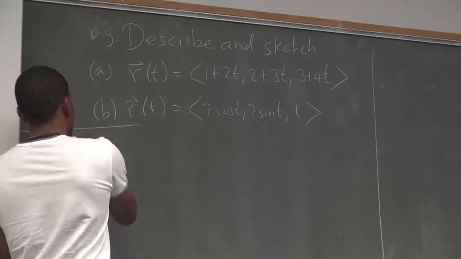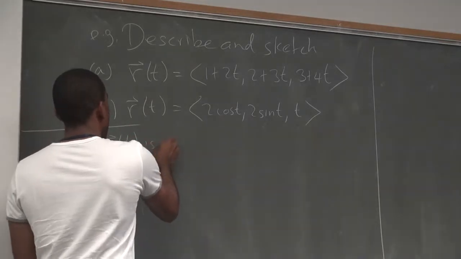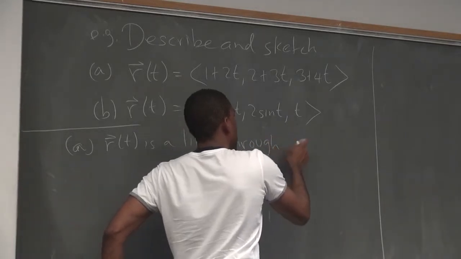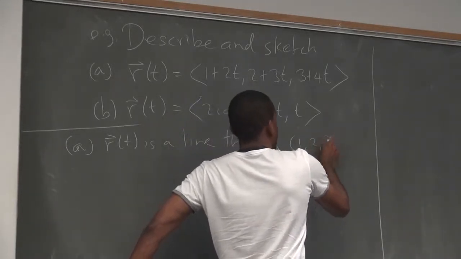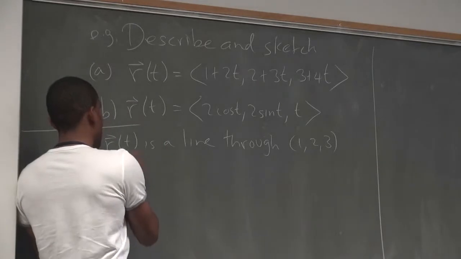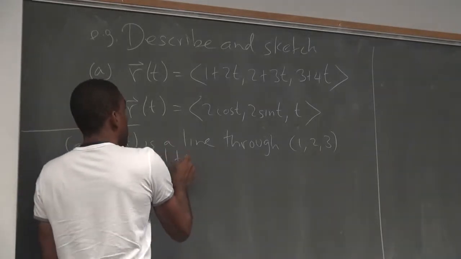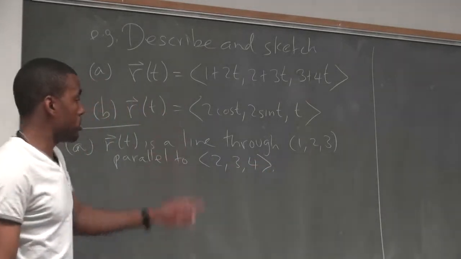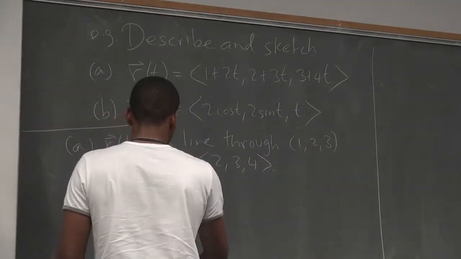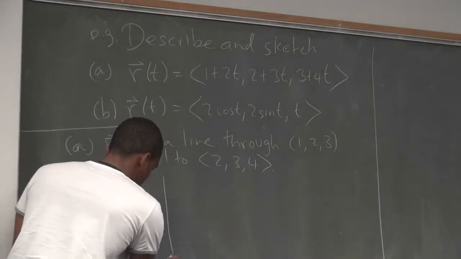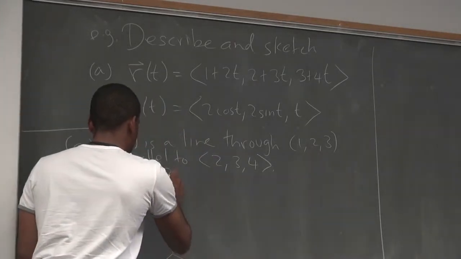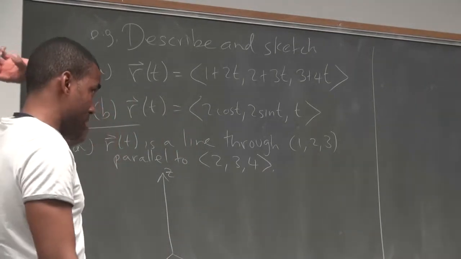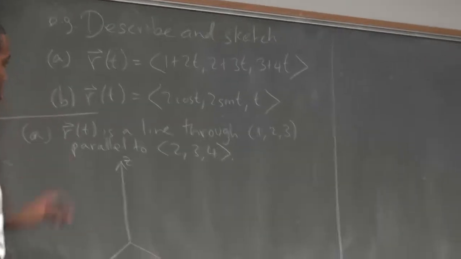So in A, r of t is a line through, give me a point it passes through, parallel to. Right. That's my description, and now I can sketch it. You're not going to probably, it's going to be hard to visualize a line.